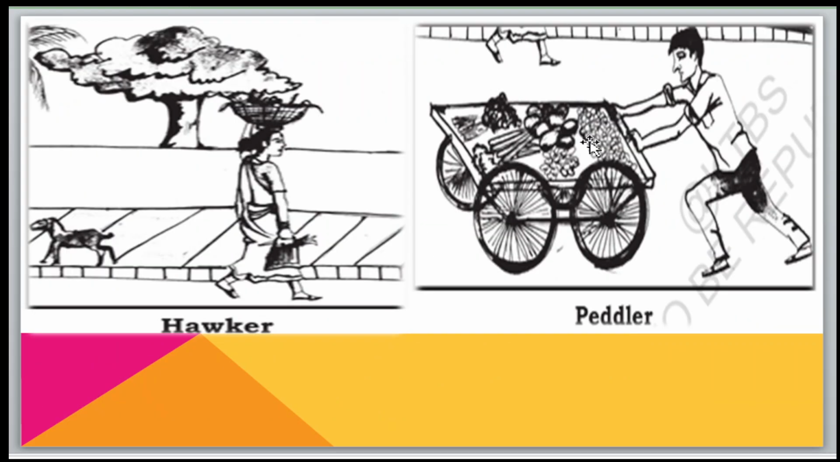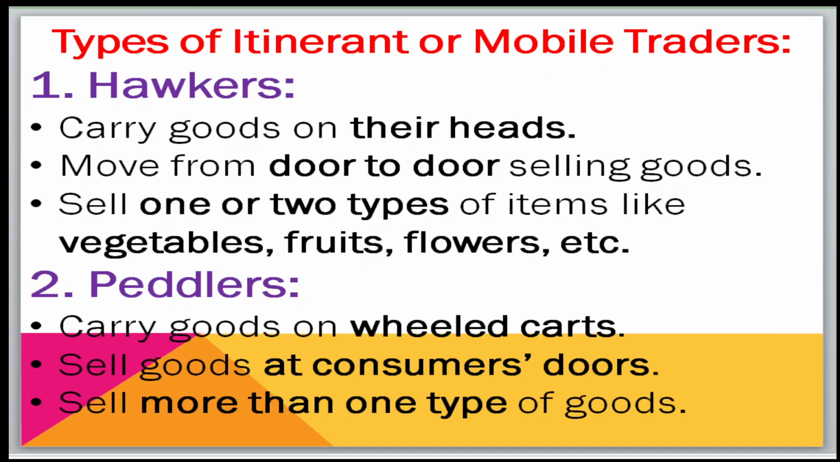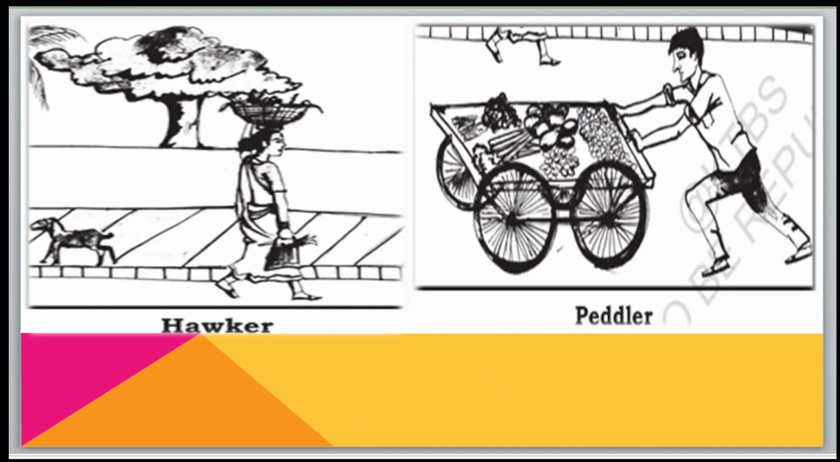Here it is, a wheeled cart. This is the example for the peddlers. Next, they sell the goods at consumers' doors. They can go to the consumers' doors also, like hawkers. They can sell more than one type of goods because they have more space here.